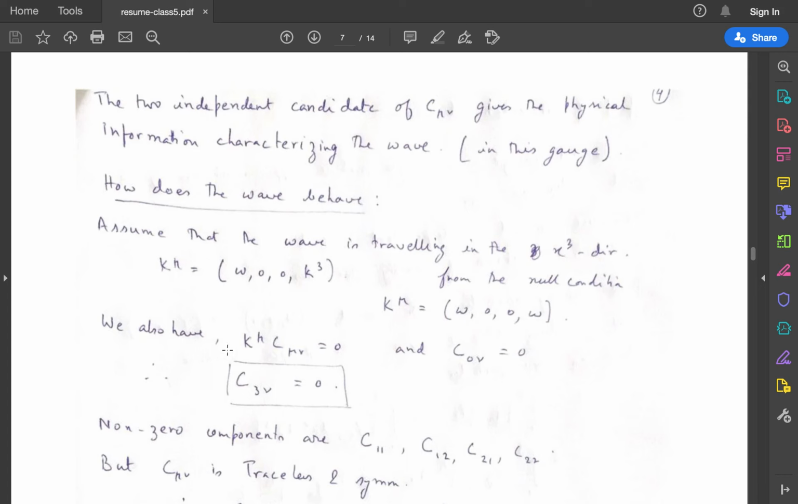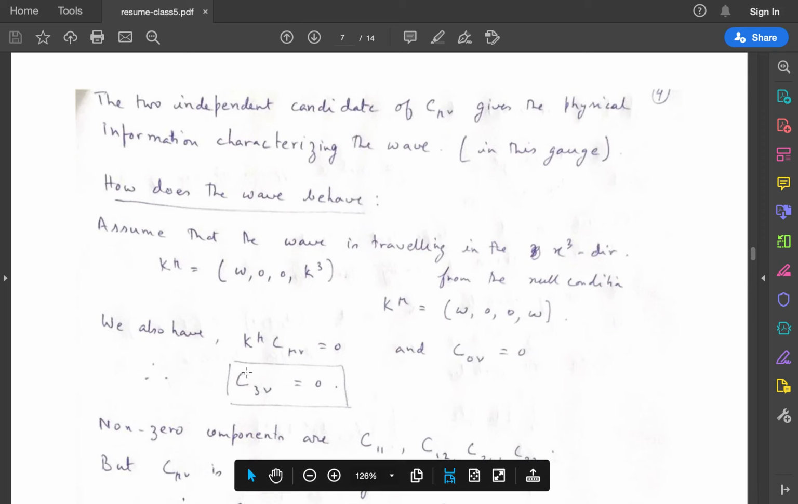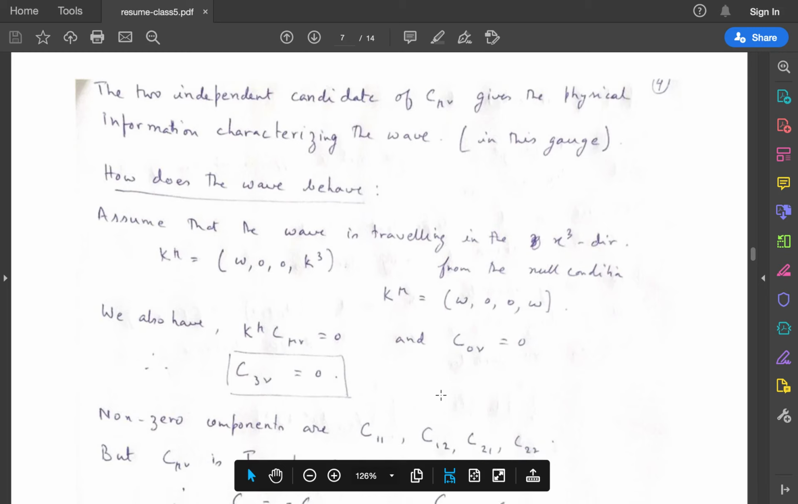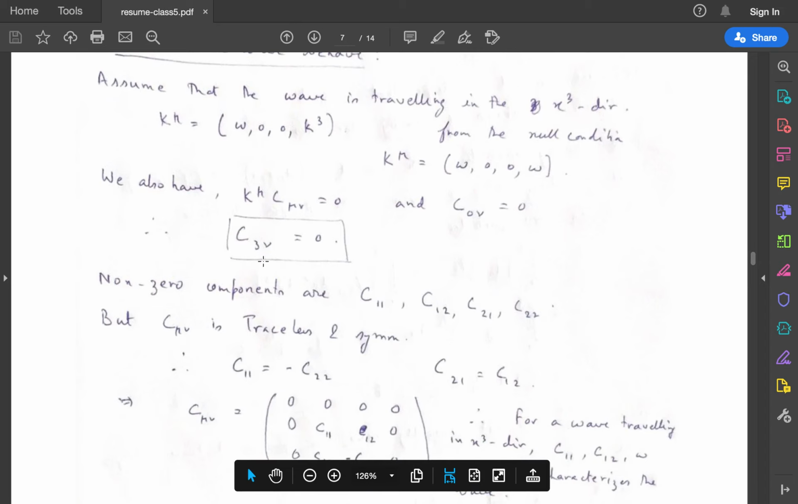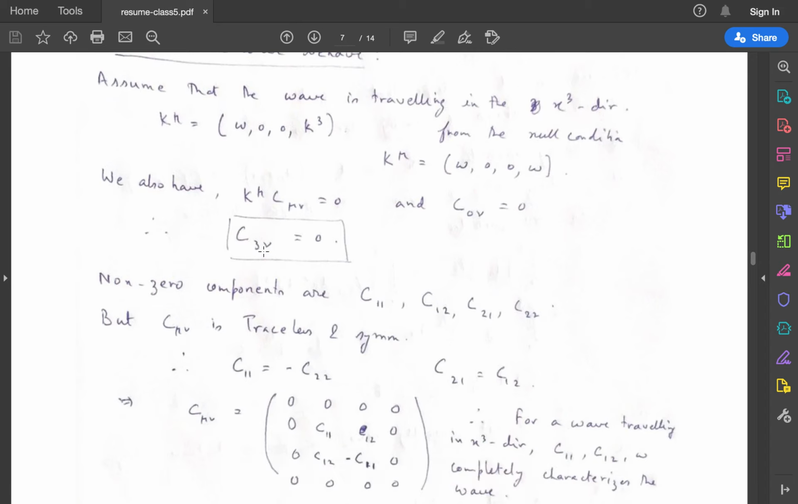But we also have the orthogonal condition, k mu c mu nu equal to 0, and c 0 nu equal to 0. Therefore, if I explicitly write in terms of temporal and spatial coordinates, and we know that the temporal part is 0, we have c3 nu, the spatial nu, equal to 0. Nu can be anything: 0, 1, 2, 3. So this is the condition that we get. However, you see that with this condition, we only have four non-zero components: C11, C12, C21, C22.